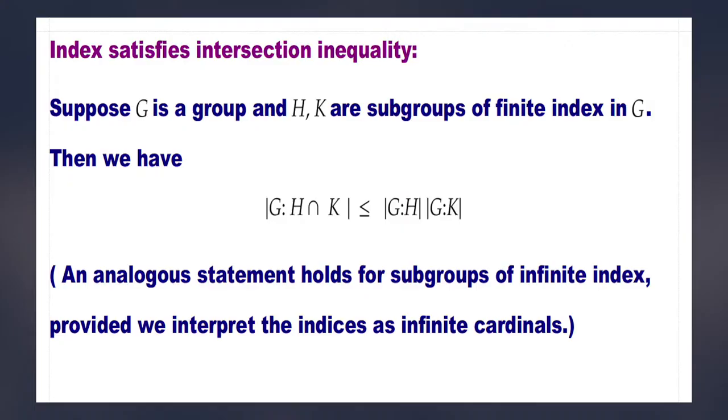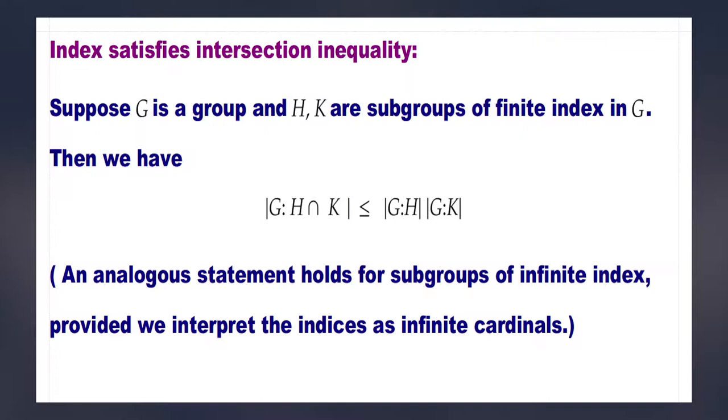The first one is that index satisfies the intersection inequality. Suppose G is a group and H, K are subgroups of finite index in G. Then the index of H intersection K in G is less than or equal to the product of the index of H in G and the index of K in G. An analogous statement holds for subgroups of infinite index, provided we interpret the indices as infinite cardinals.